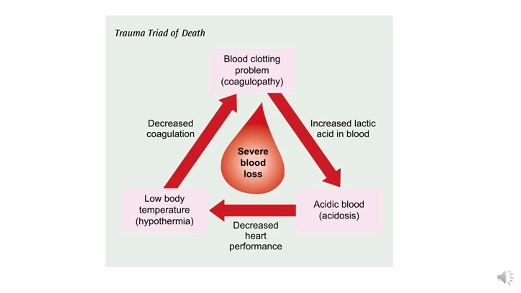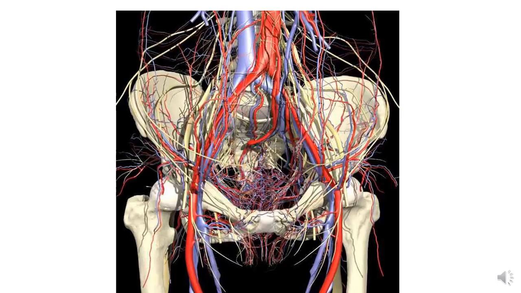Why can the patient bleed up to death? Because severe bleeding will cause coagulopathy, acidosis, and hypothermia, and this is a vicious circle called the lethal triad of death. Remember this picture, plenty of vessels. We have named arteries, we have bony fractures, and we have multiple venous plexuses, one around the bladder called perivesical, and one around the sacrum called presacral.